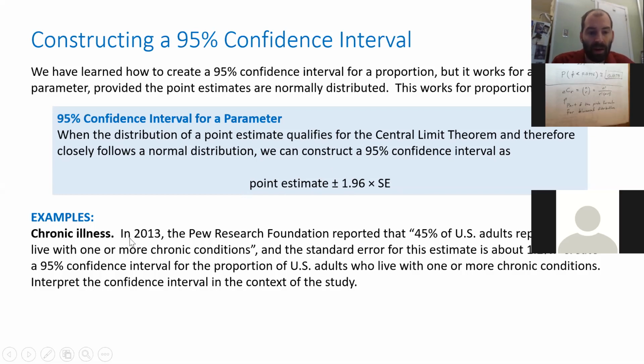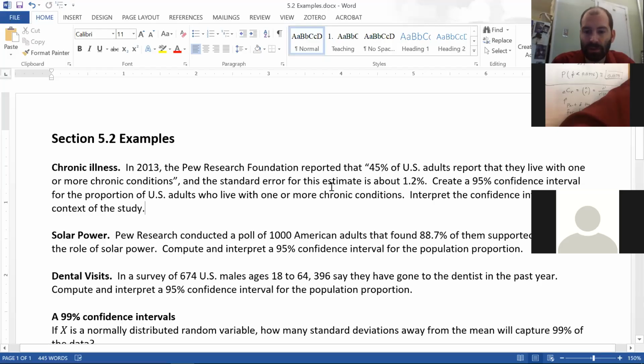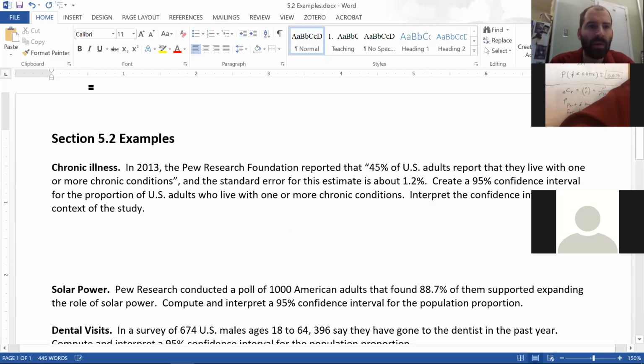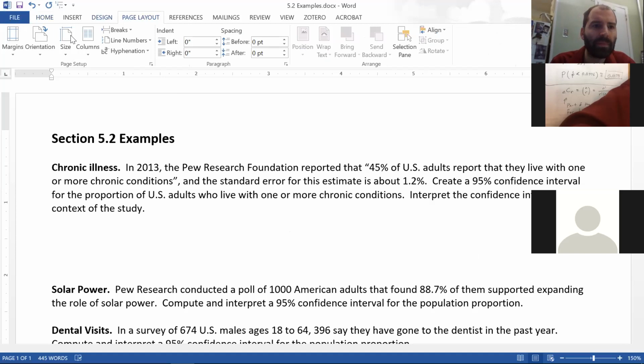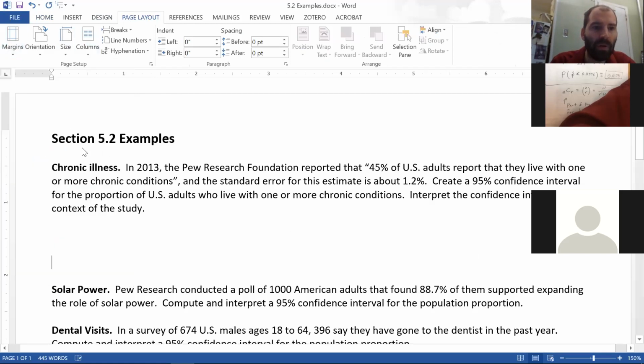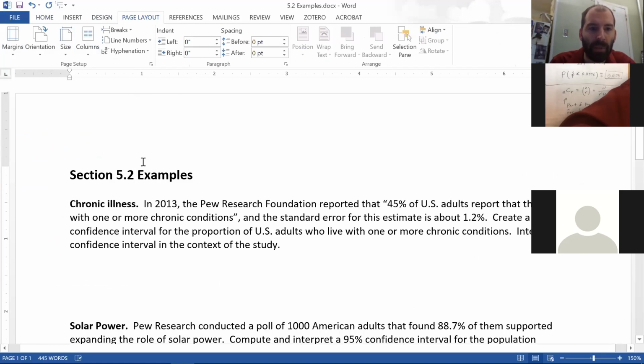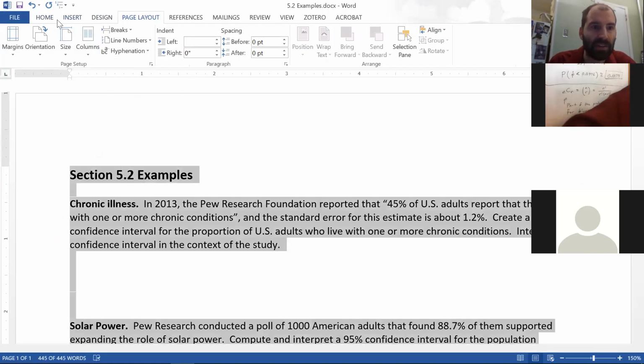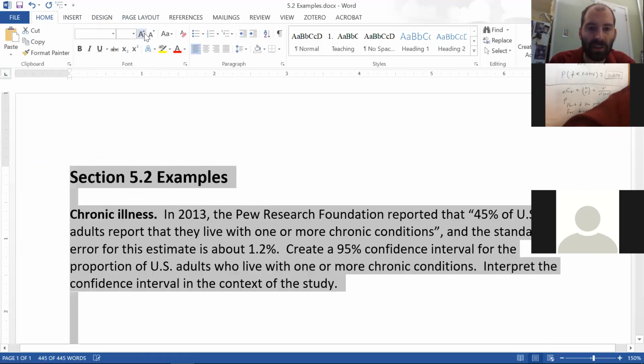Okay, let me go to, I have this on another document so I can write on it. Should be seeing my Word document here. Let me make this a little bit easier to see by widening the margins, and let's increase the font size a little bit just to make sure that everything is clear. Okay, here we go.